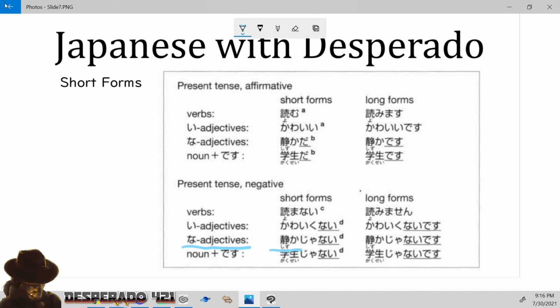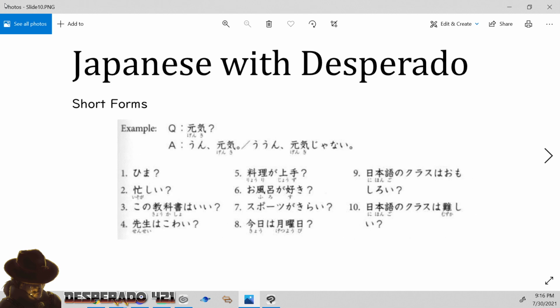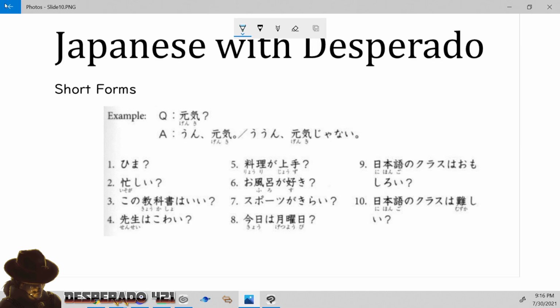Okay, yeah. So here's "shizuka." "Shizuka" means quiet. So what do you add at the very end? "Janai." Very good. So it's also the same for nouns. Nouns are also "janai." So "jozu janai." Very good. Say the whole thing one more time. "Jozu janai." Very good.